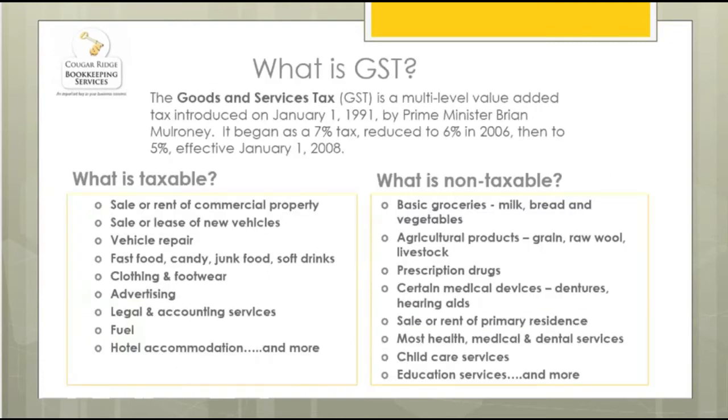So first off, what is GST? Well, the goods and services tax is a multi-level value added tax that was introduced in 1991 by the then Prime Minister Brian Mulroney. When he introduced it, it started out as a 7% tax. In 2006, it was reduced to 6% midway through the year. And then effective January 1st of 2008, it was reduced again to 5%, which is what it is currently.